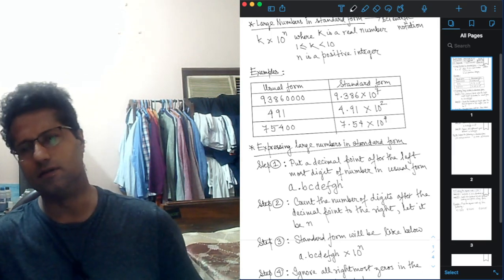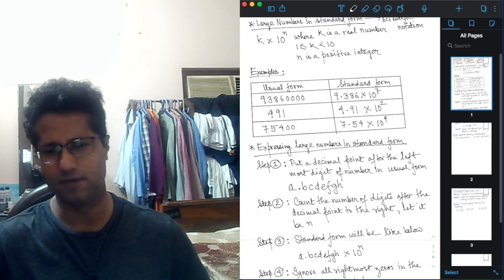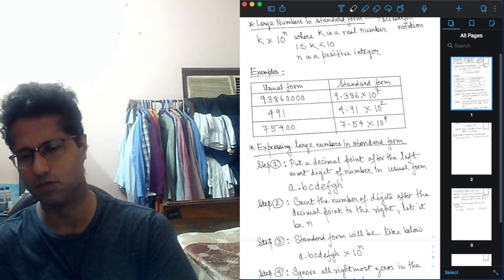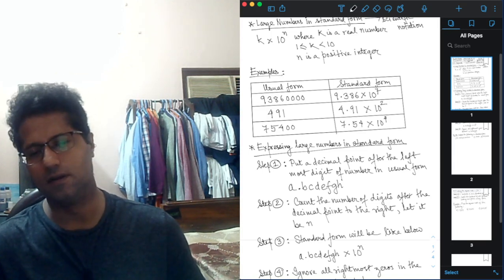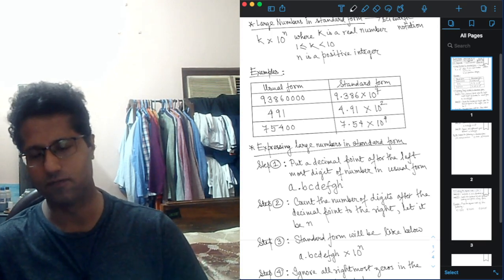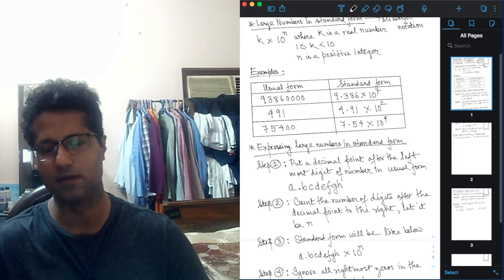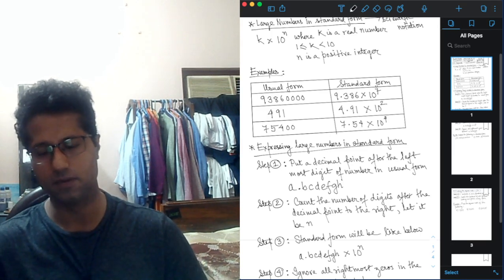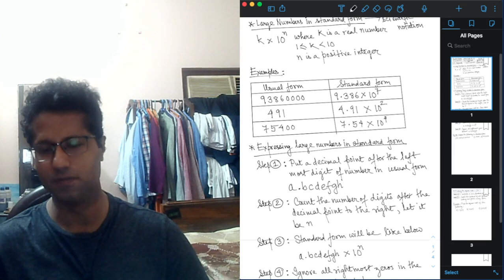So let's say the number is A B C D E F G H, where A B C D E F G H are digits, any one of the digits from 0 to 9. So you put a decimal point after the first digit from the left. Now you count the number of digits after the decimal point to the right. In this case, the digits after the decimal point are B, C, D, E, F, G, H, so the number of digits will be 7. So you count the number of digits after the decimal point to the right and let that count be n.